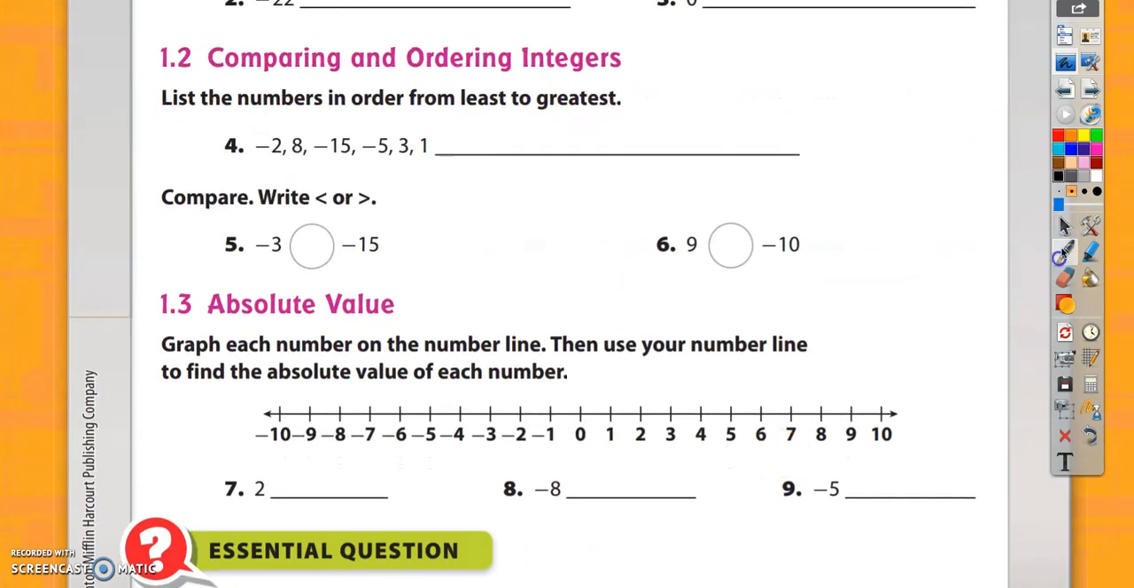1.2. Comparing and ordering integers. List the numbers in order from least to greatest. It's pretty important to pay attention to this because on the module test, sometimes the questions are least to greatest and sometimes they're greatest to least.